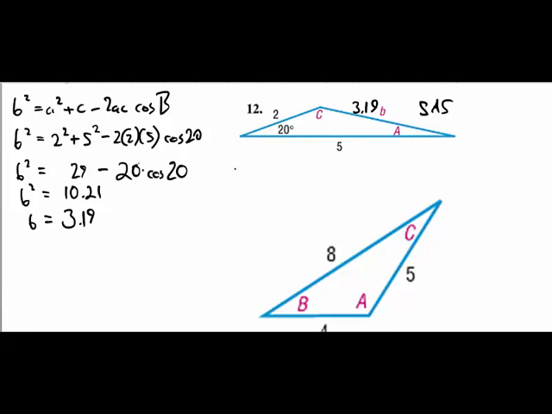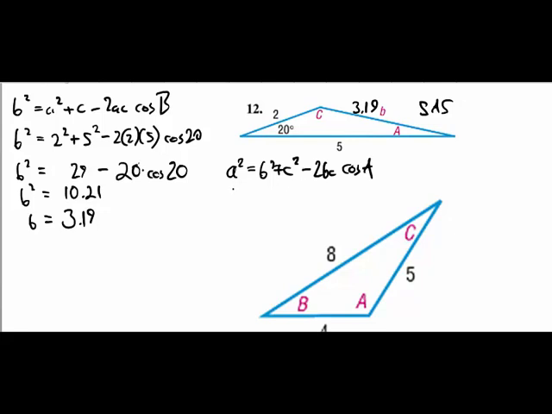Let's find angle A. So here I'm going to need my equation that starts with an A. So a squared, not plus, I almost wrote the Pythagorean theorem there for a second. This is a squared equals b squared plus c squared minus 2bc cosine capital letter A.